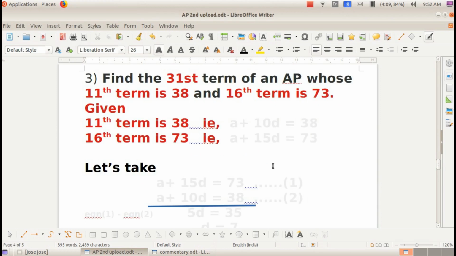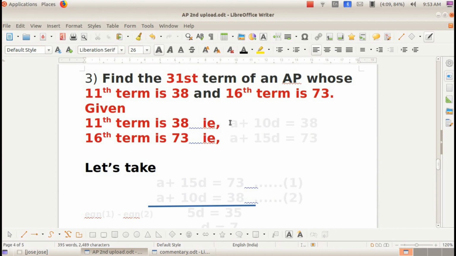Find the 31st term of an AP whose 11th term is 38 and 16th term is 73. Once again, we need to find the 31st term of an AP. Given the 11th term and 16th term, we know the nth term an is a plus n minus 1 into d. The 10th term we can write as a plus 9d. The 5th term we can write as a plus 4d.